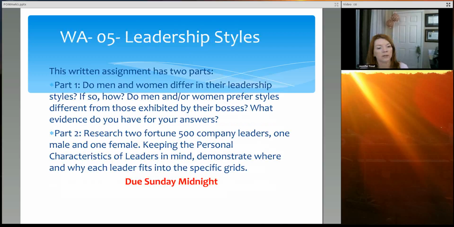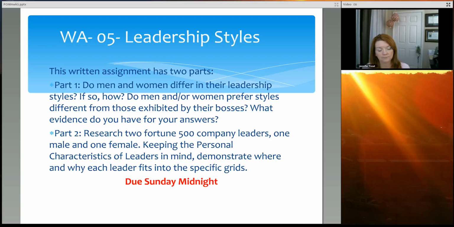So this week, your written assignment on leadership styles. This written assignment basically has 2 parts. Part 1 is, and really I don't know why they put it in 2 parts, but the first part of your paper is, do men and women differ in their leadership styles? If so, how? And do men and or women prefer different styles than their bosses? So if their boss was a man or woman and whatever leadership style they have, do they prefer a different style than what their bosses would have? And then what evidence do you have for those answers?